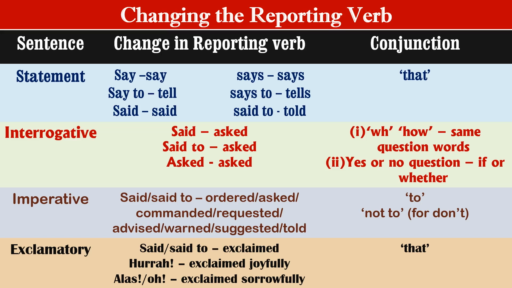So for a statement, say becomes say, right? Say to, tell; said, said to, told. So these are the basic rules. You have to change the reporting verb whenever you are changing direct into indirect. You must follow this reporting verb, right? And you should add the conjunction word that. So conjunction word in the sense you must add that, right? She said that she was busy.